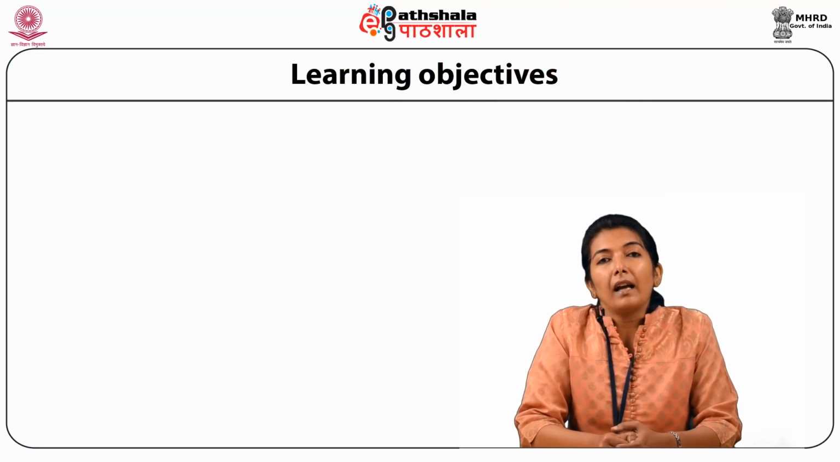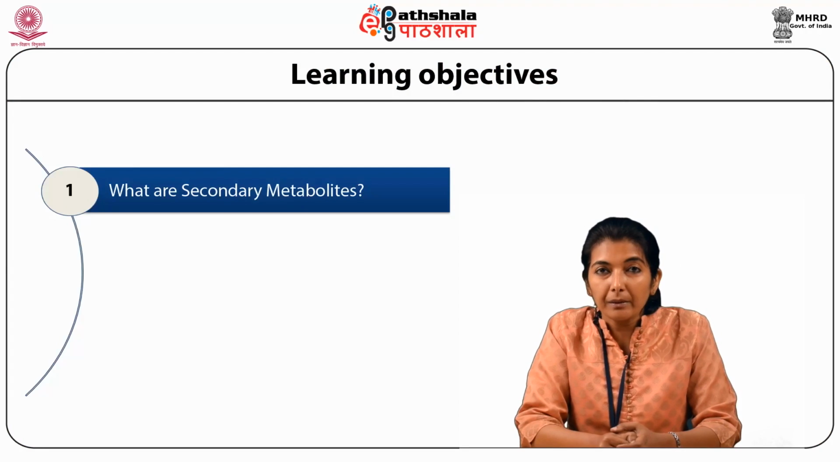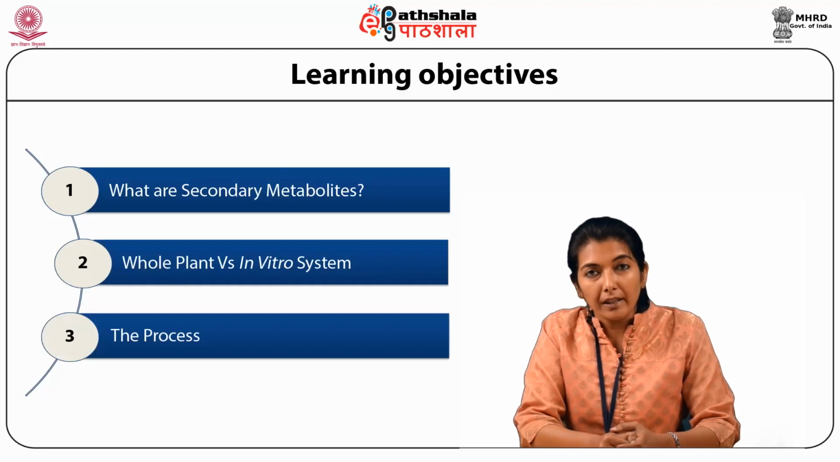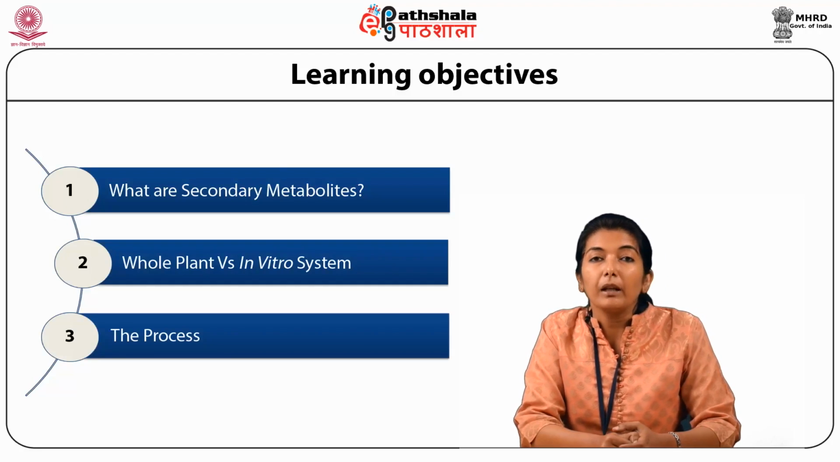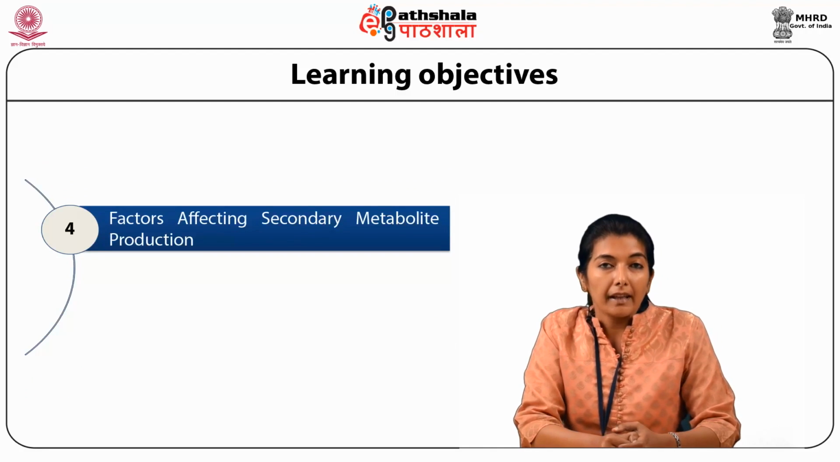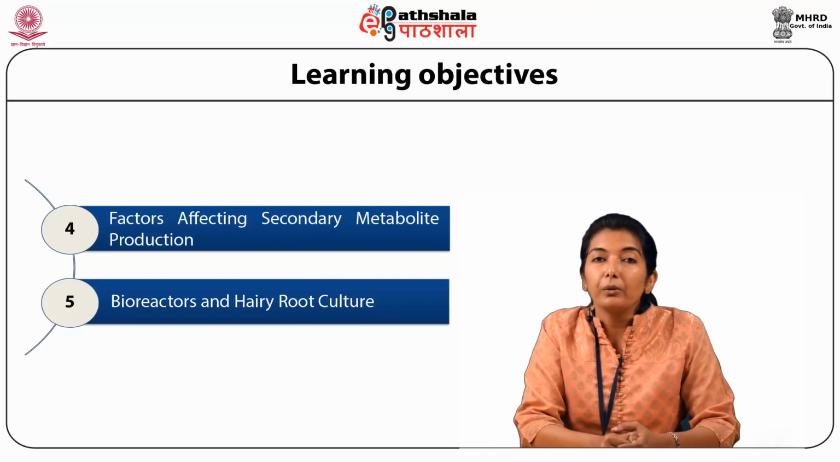Today we are going to talk on module secondary metabolites under the paper Plant Biotechnology and Crop Improvement. So let us understand what we are going to cover in this module. We are going to talk about what are secondary metabolites, whole plant system versus in vitro system, the process, how do we carry about secondary metabolite production. Then we are also going to talk about the factors affecting secondary metabolite production, and finally bioreactors and hairy root culture. So let us first understand what are secondary metabolites.